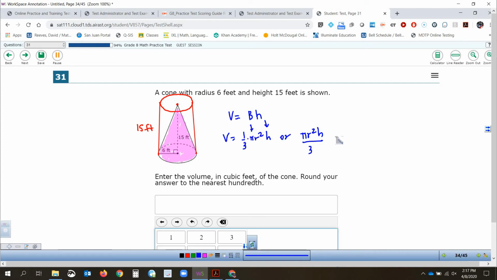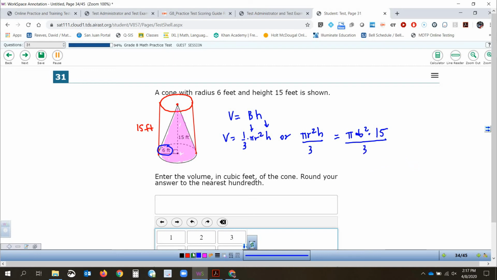All right, so here we go. So let's go ahead and fill that in right here. Pi, of course, is equal to pi. The radius they gave us right there is the radius. The radius is 6 times 6 squared. And the height in this case is 15. But then we're going to divide that by 3.